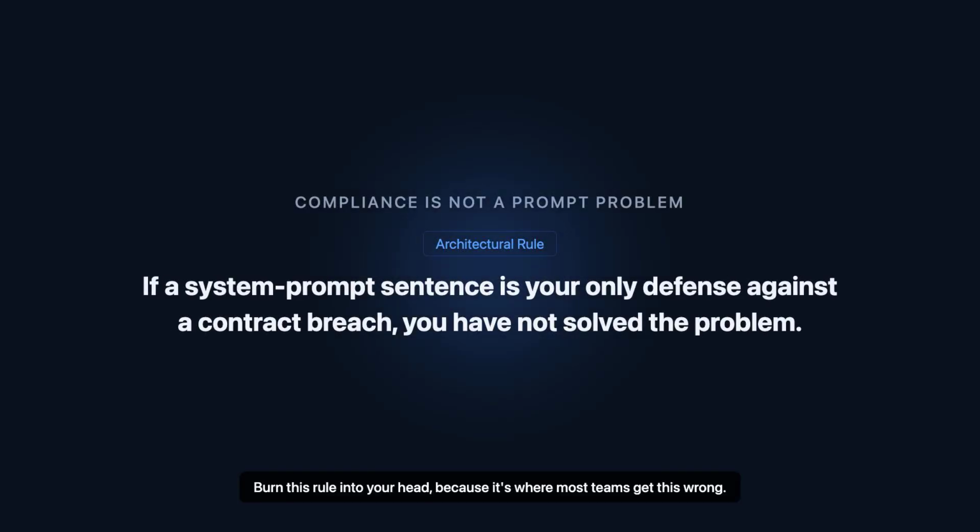Burn this rule into your head, because it's where most teams get this wrong. If the only thing standing between you and a contract breach is a sentence in the system prompt that says please do not surface licensed content without attribution, you have not solved the problem. You have written a hope and pinned it to the wall. Compliance has to be enforced by the data layer, by tags, filters, and governed retrieval, so the model can never see what it shouldn't surface.